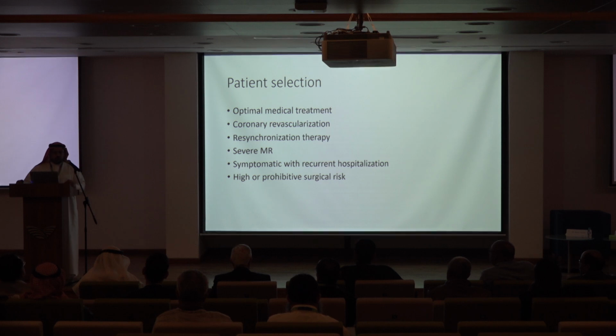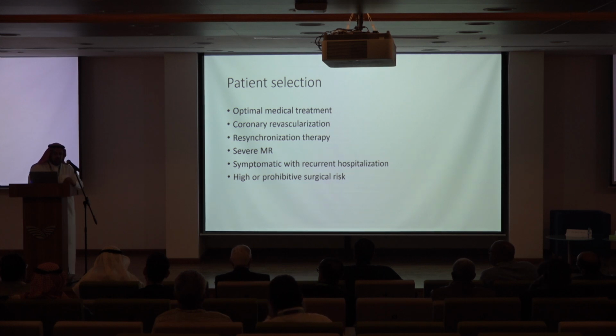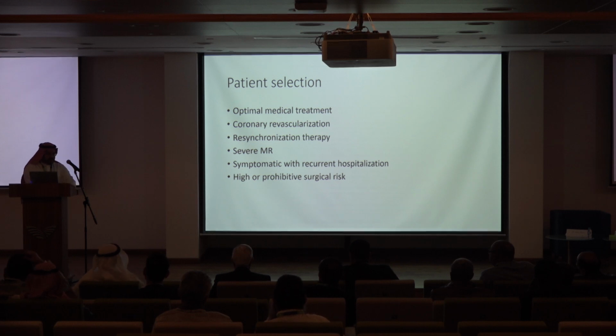Before going for this technique, you have to make sure to choose the correct patient. These patients should be optimally medically treated, with coronary revascularization at the beginning, and if they need resynchronization therapy, it should be done first. You have to make sure that they have severe MR and are symptomatic with recurrent hospitalization on top of all the medical treatment we mentioned. Additionally, they have high or prohibitive surgical risk, denying them surgical repair.